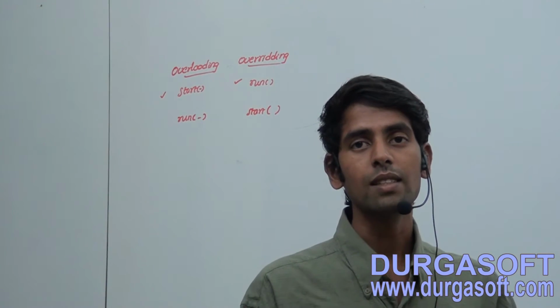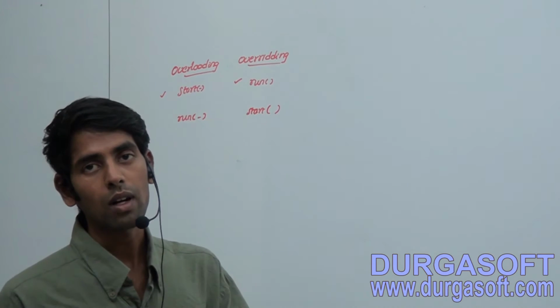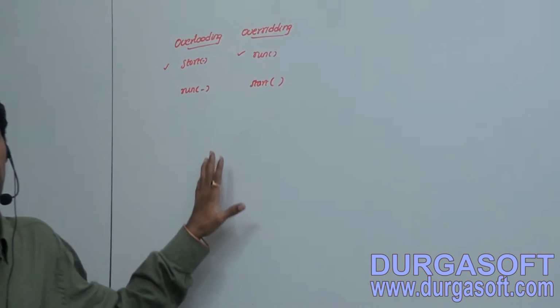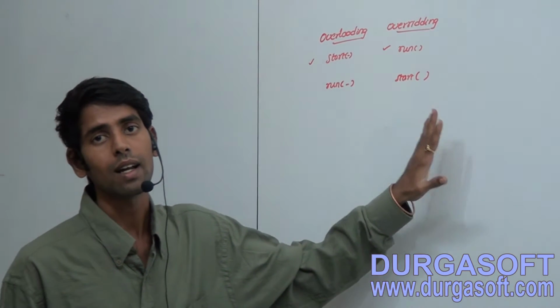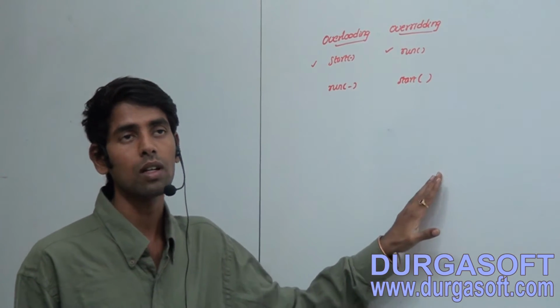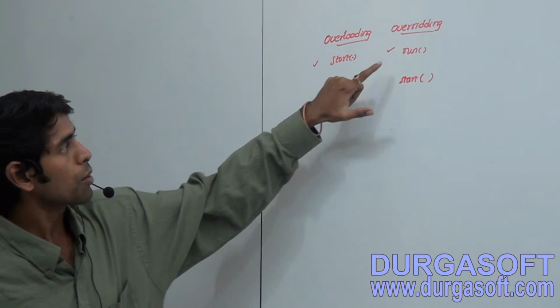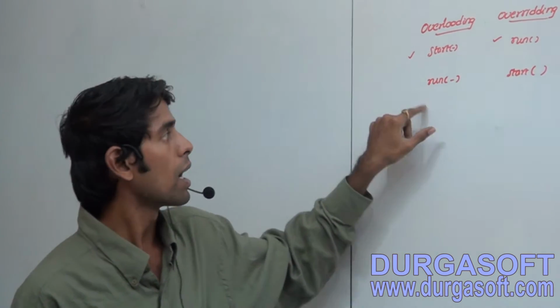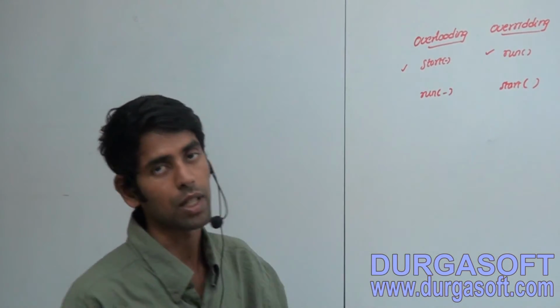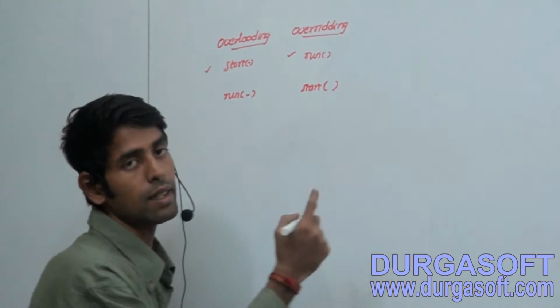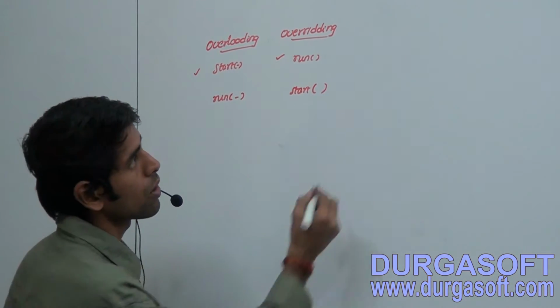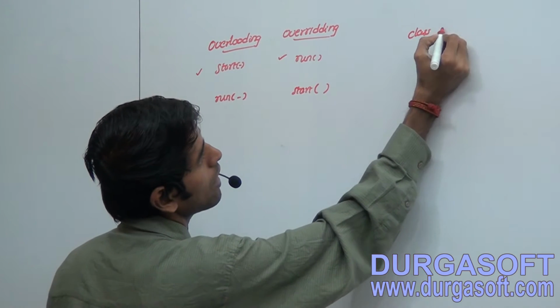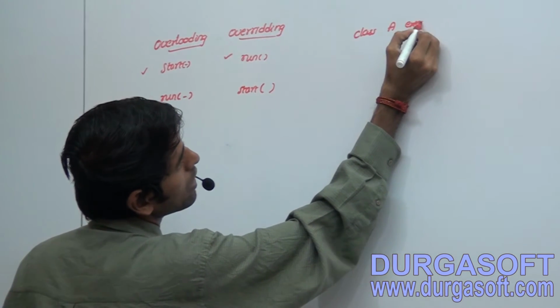Yes, friends. Now let us see overriding and overloading concepts with respect to the start and run method. In the earlier session, we have seen overloading of the start method and overriding of the run method. Now let us see overloading of the run method and overriding of the start method. Think that we are defining a thread by extending the Thread class. Think that we are defining a class which extends Thread.